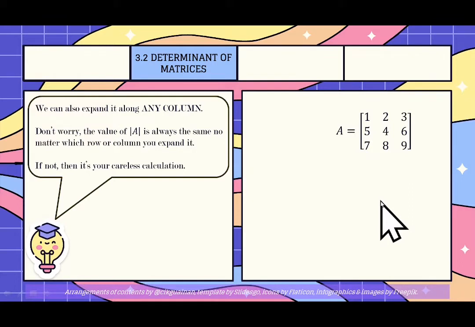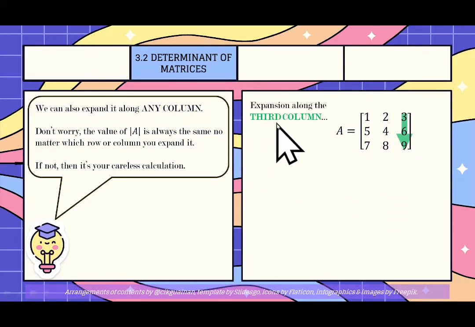Let's have a look at the second one. Since we can expand along any row, we can also expand along any column. Don't worry, the value will be the same. So if you expand along the first column, you get, just now the number is 18, right? When you do the third column, for example, it must equal 18. If it's not, then it is your mistake. You might have made a mistake somewhere, so you have to make sure.